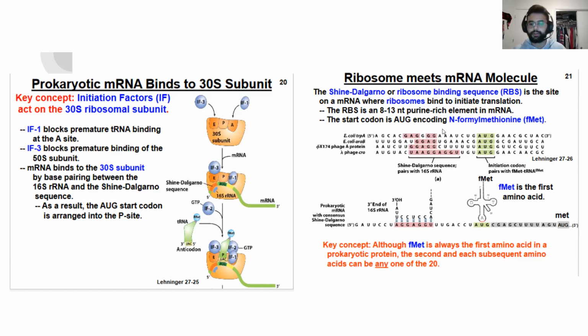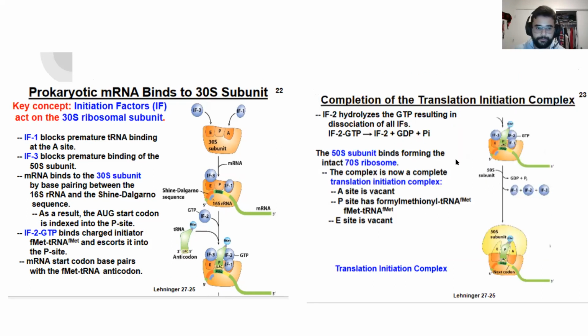So the start codon for prokaryotes is a little bit different from eukaryotes. For prokaryotes, we're actually coding for N-formyl methionine. For eukaryotes, we're just going to code for methionine.